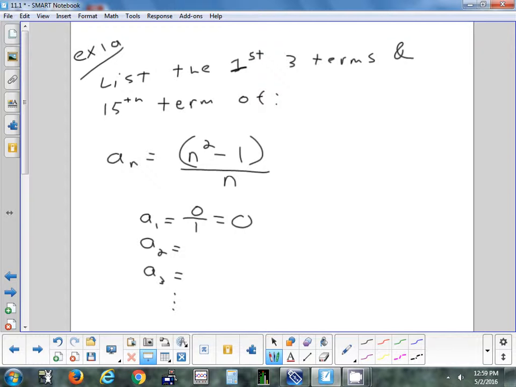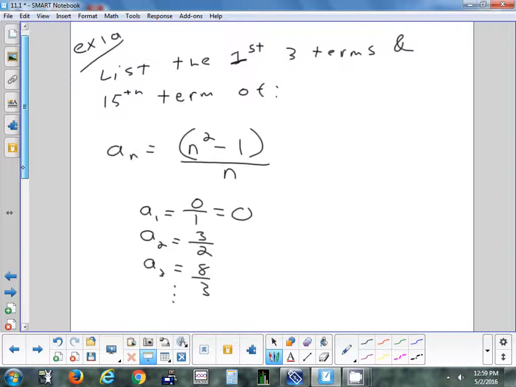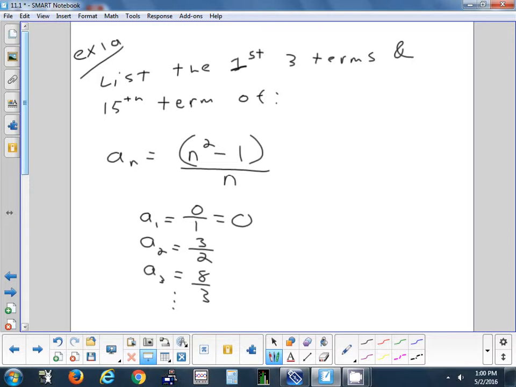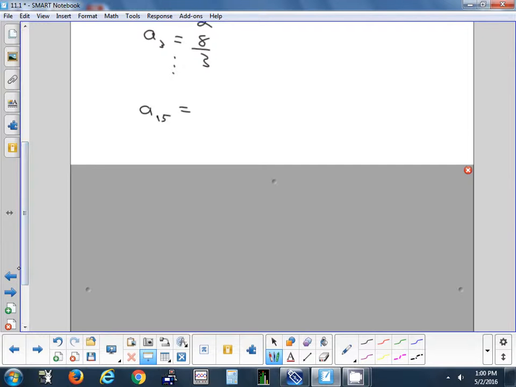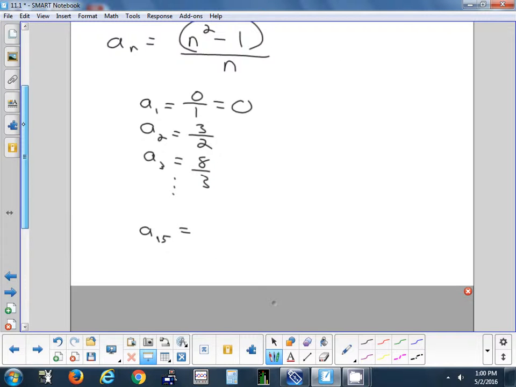What if you plug 2 in? What do you get in the numerator? 3. And in the denominator? 2. Okay. What if you plug in 3 in the numerator? 8. 8 divided by 3. Yep. And those are the first 3 terms of that sequence. Any questions on that? Oh, sorry, the first three terms and the 15th term.